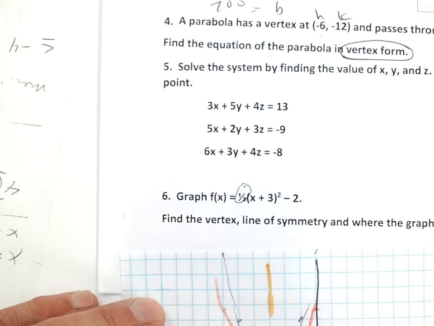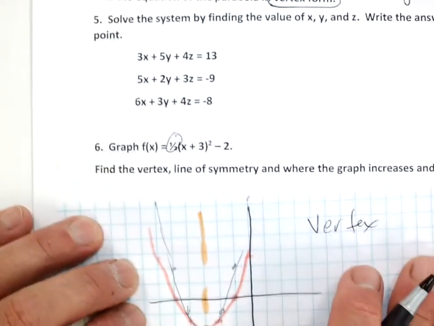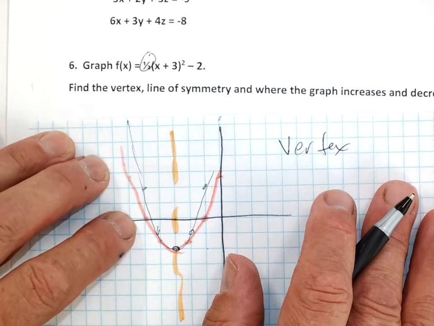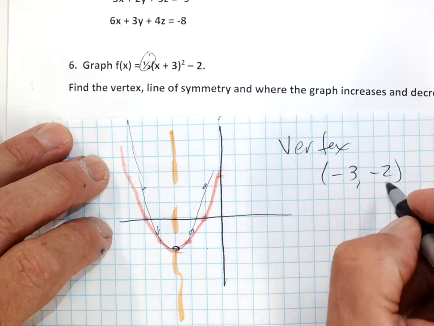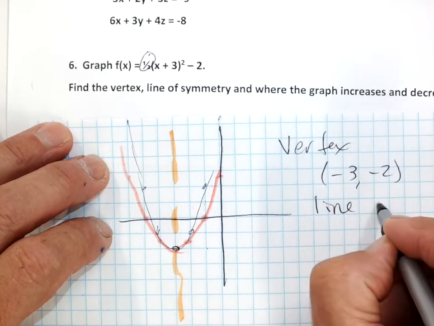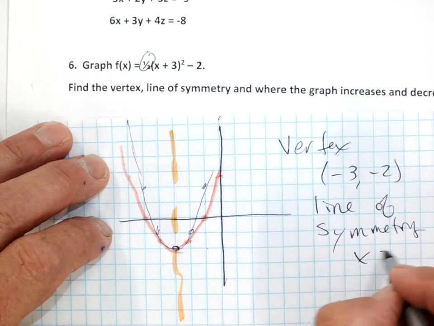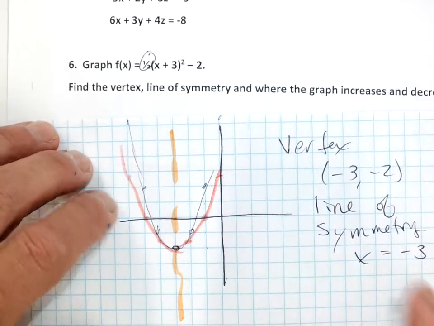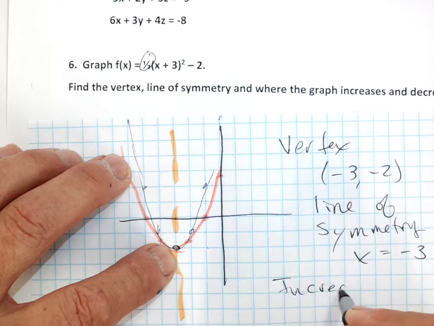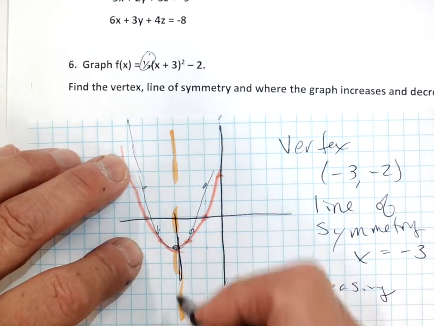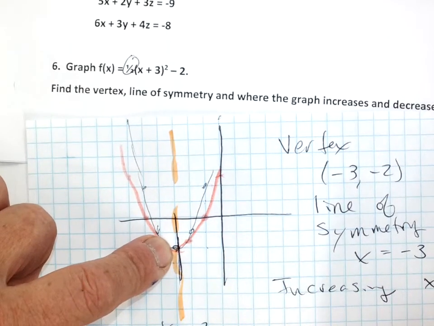Okay. Here's what I have to write. So my vertex, write this down, vertex. Vertex is at negative 3, negative 2. Line of symmetry is at x equals negative 3. Now where's it increasing? It's going uphill from here. So it's increasing right here at x equals negative 3. It starts. At x equals negative 3, it starts going up. At x is greater than negative 3.